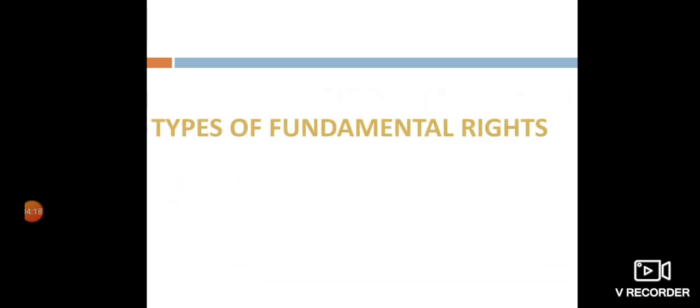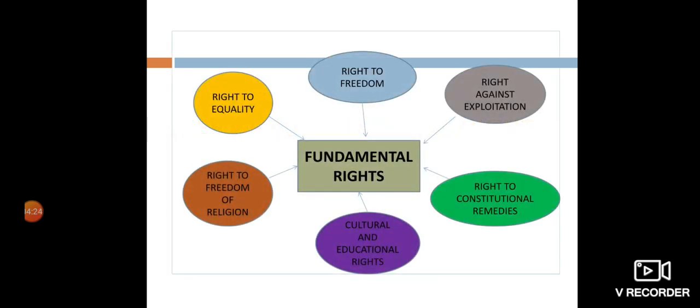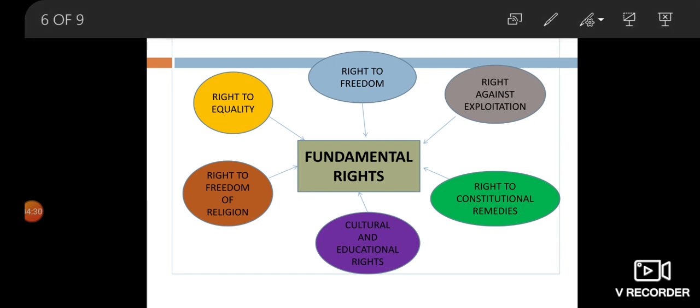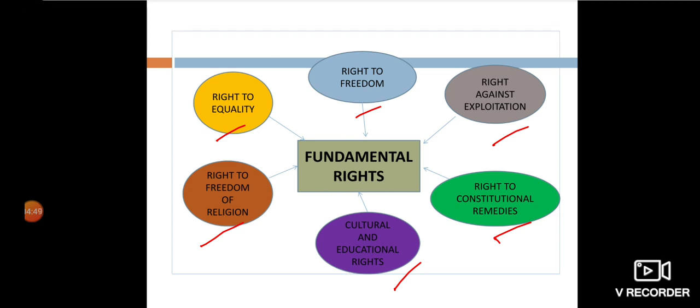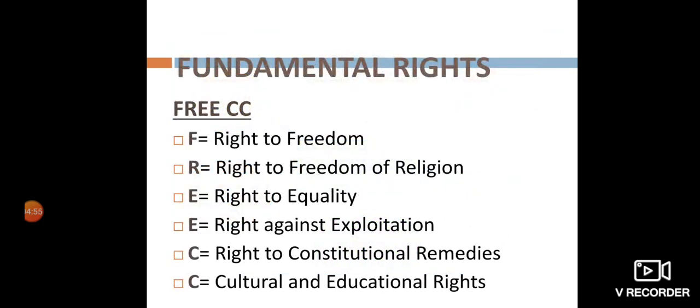Then, types of fundamental rights. As we have already discussed in the background of fundamental rights, there are 6 fundamental rights. The first one is the right to equality. Next, right to freedom, right against exploitation, right to freedom of religion, cultural and educational rights, then right to constitutional remedies. So in this way we have discussed that there are only 6 fundamental rights in our country, except Jammu and Kashmir where there are 7 fundamental rights.